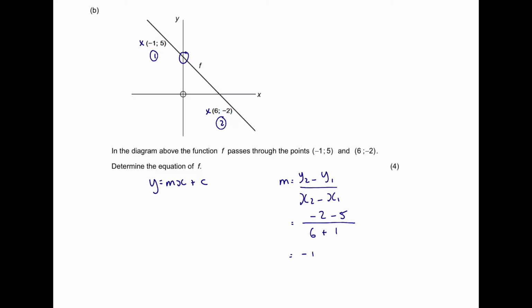Right, so we now substitute the gradient and one of the coordinates. It doesn't matter which one, so that we can solve for c. Okay, so let's substitute the second coordinate. So that means the y value is negative 2, and the gradient is negative 1, but the x value at that coordinate is 6, plus c. So we have minus 2 equals minus 6 plus c. If we take the 6 over, it becomes positive 6 minus 2, which is 4. So that means the c value in this equation is 4. So all we now need to do is to substitute our values back in. So therefore the equation of the straight line is f of x, because remember they've called it f, is equal to negative x plus 4.